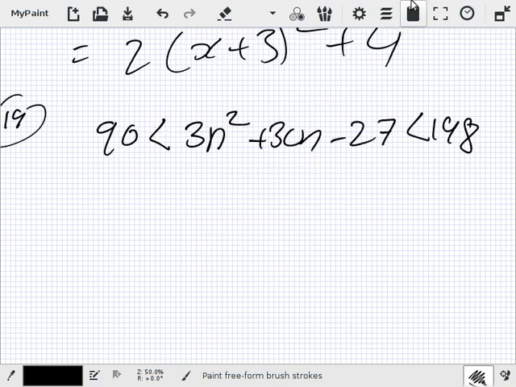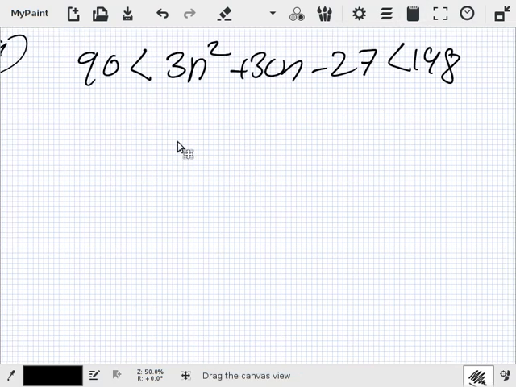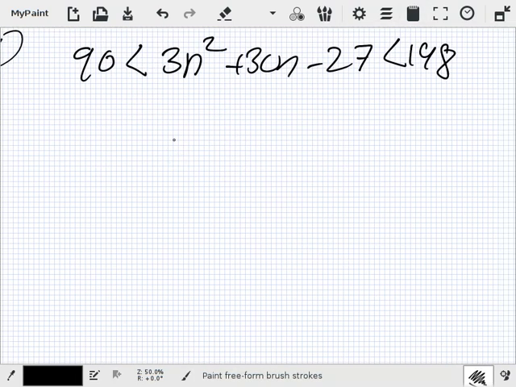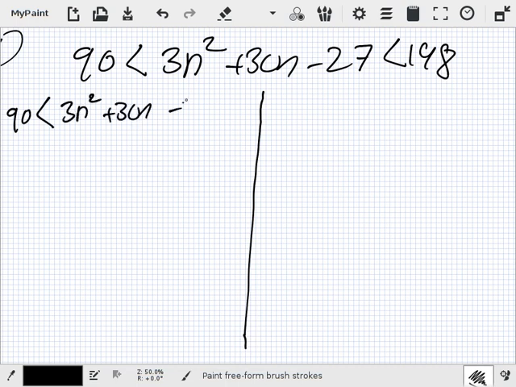Okay, 19. So this one here, I tell you that n is a non-zero natural number. Figure out what the possible values for n are. Give your answer as a set. Okay, so I think really we have to split this into 2 problems. 90 less than 3n squared plus 30n minus 27, and 3n squared plus 30n minus 27 less than 198.